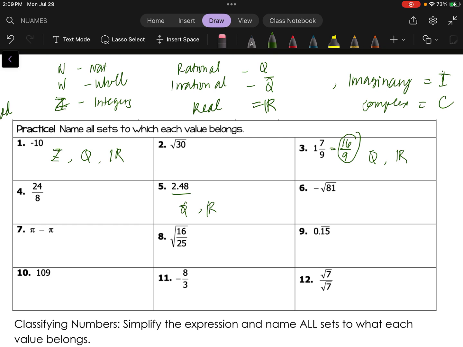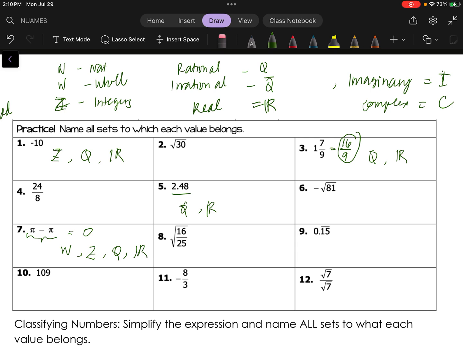Okay, good. Now for number 7, notice that pi minus pi can still be simplified, and that gives you 0. And 0 is a very special number because it is included in a lot of types of set of numbers, right? This could be defined under the whole number system, right? It could be in the integers. It could also be in rational. And since it's real, it should be real.